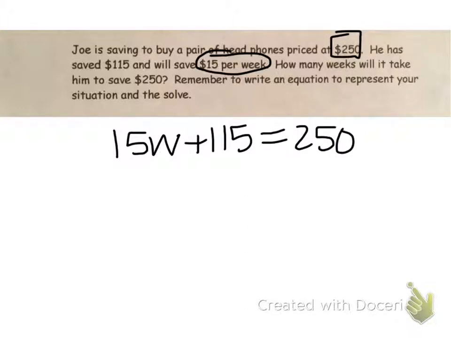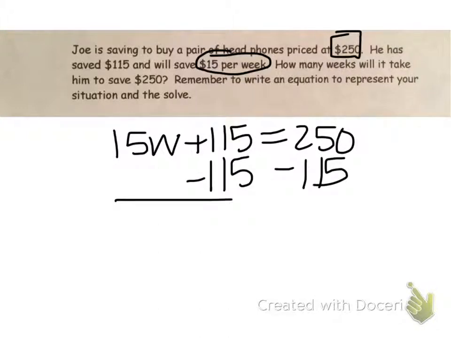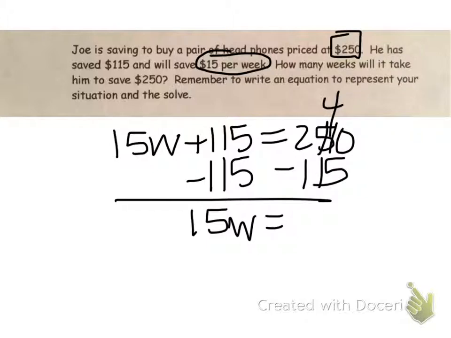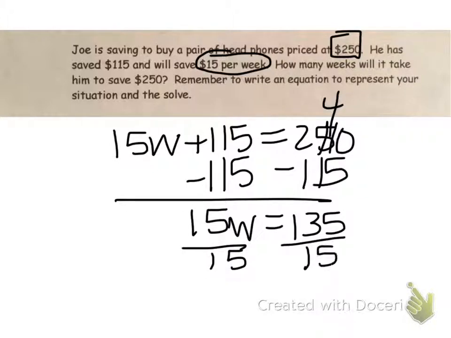So that finishes our equation. Adding, subtracting inverse first, which leaves us with $15 per week, would have to equal $135. And now dividing each side by 15 for our final inverse operation, we find that the number of weeks is actually equal to 9.